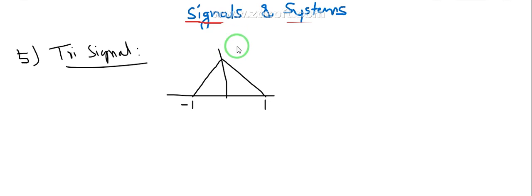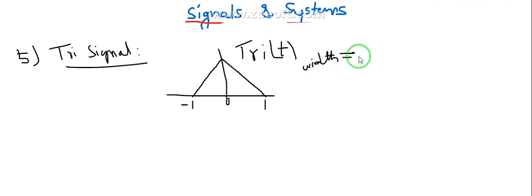It is represented as tri of t. Here I have written -1 to +1, which means from -1 to 0 the width is 1, and from 0 to 1 the width is 1. So how much is its width? The width is equal to 2. This is about the triangular signal.